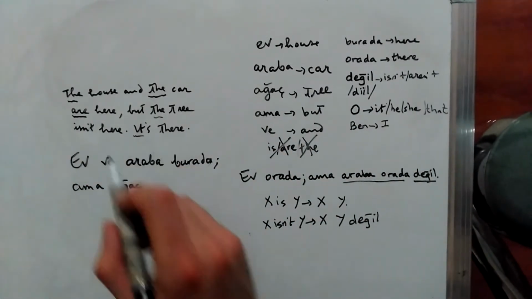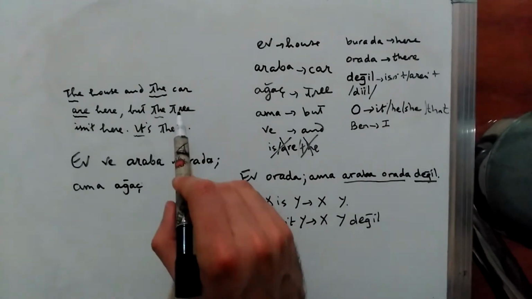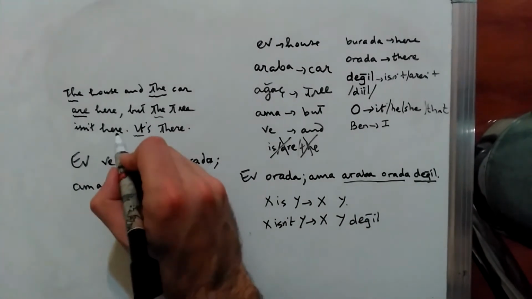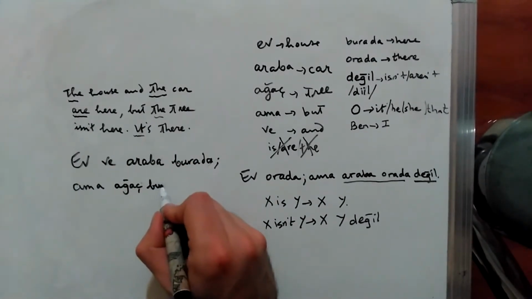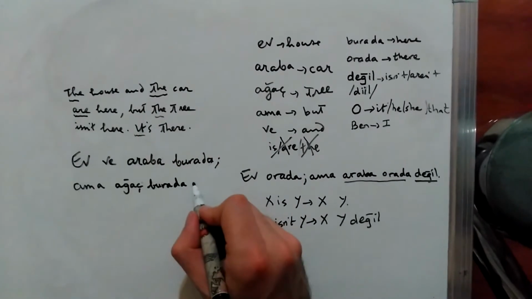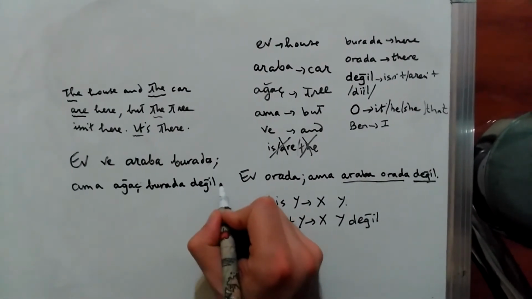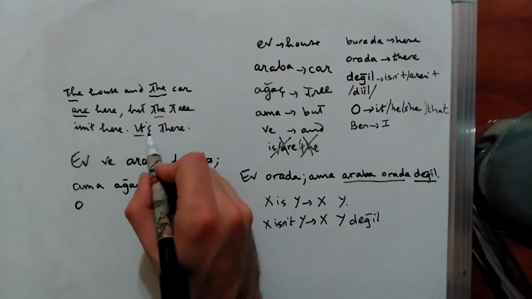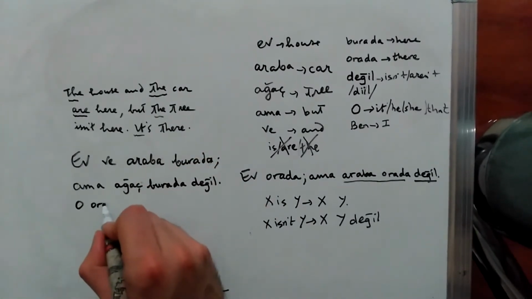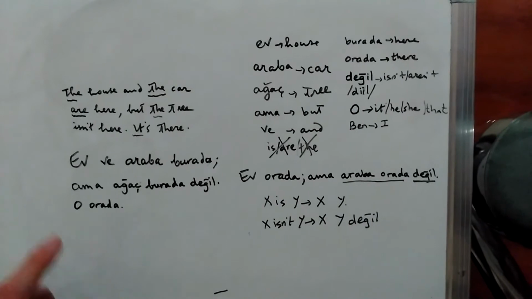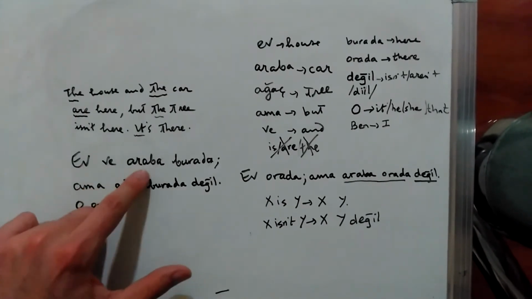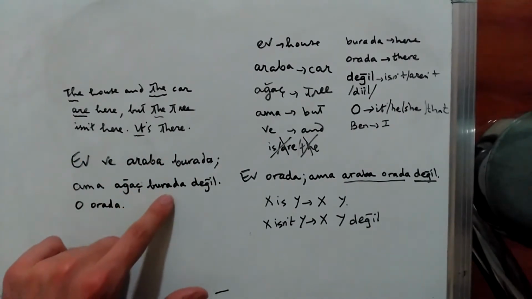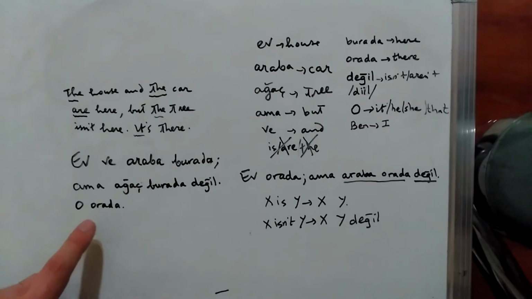But we're going to use it later. Because if you remember, x isn't y. In Turkish, x, y isn't. So, ağaç, first of all, this one, burada, değil. It's there. It is o, and we don't have is, so directly this one, orada. So, ev ve araba burada. Ama ağaç burada değil. O orada.